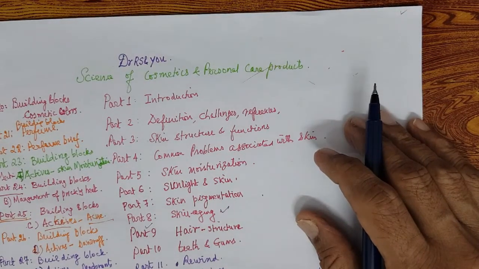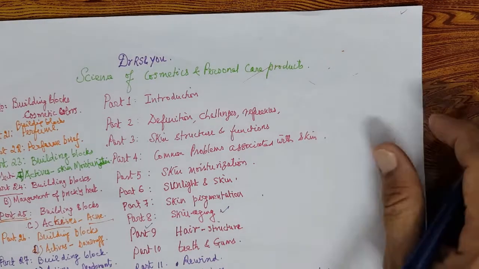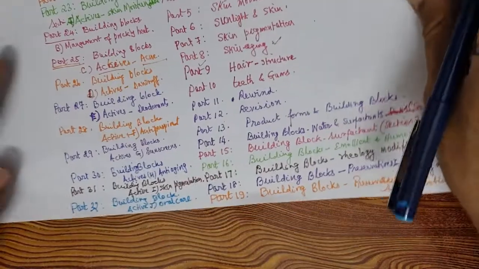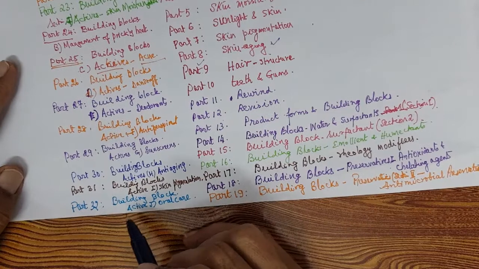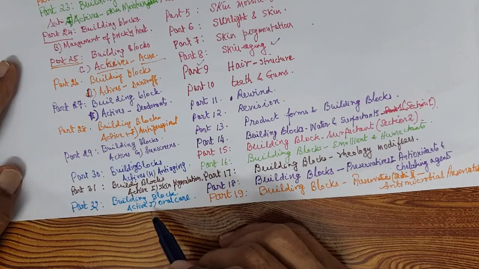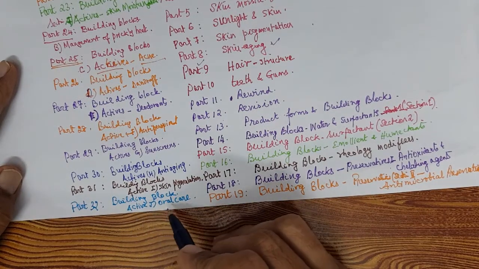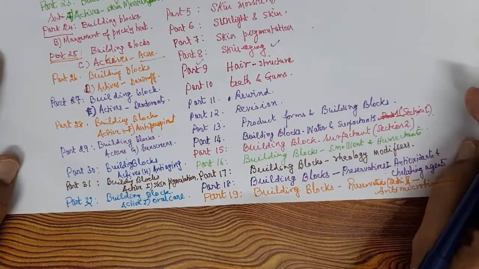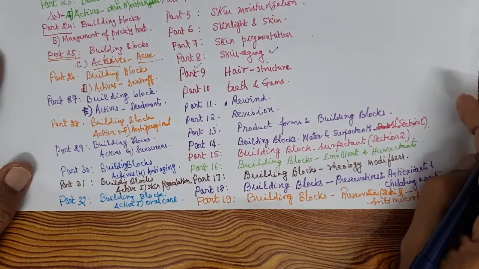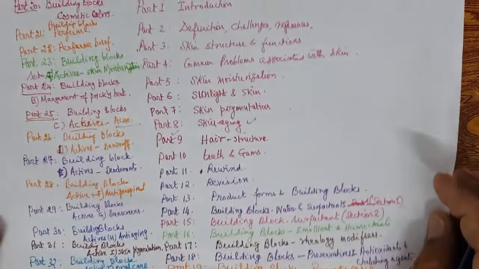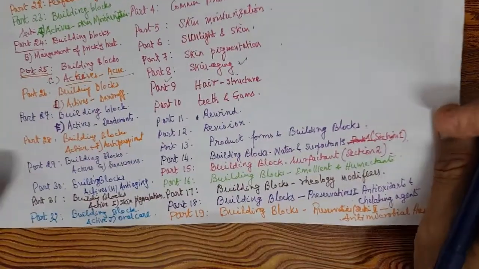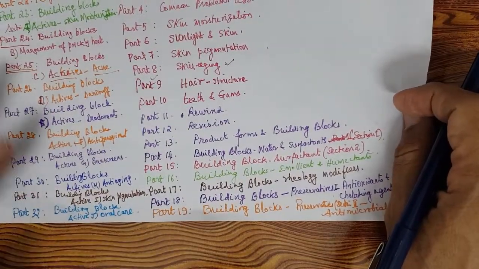Science of Cosmetics and Personal Care Products. Today we are in part 32, Building Blocks, Actives, Section J, Building Blocks for Oral Care. So I am putting all these things on a single page so that it is seen.